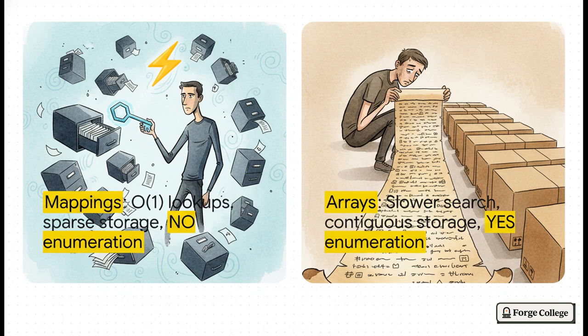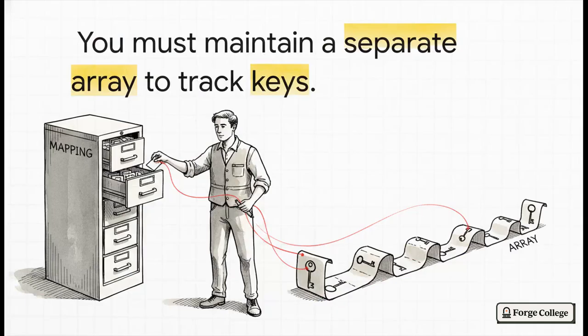Arrays, on the other hand, give you contiguous storage, and yes, you can enumerate and loop through them, but searching them is much slower and way more expensive. So what on earth do you do if your front end needs a list of all the users who have non-zero balances in your mapping? Well, you have to manually maintain a completely separate registry array.